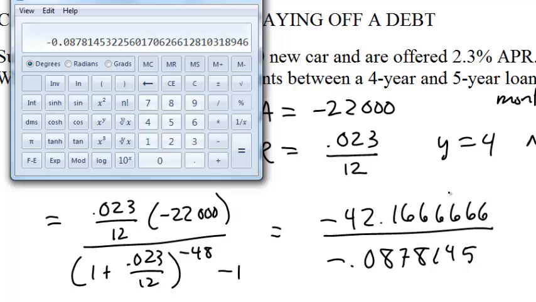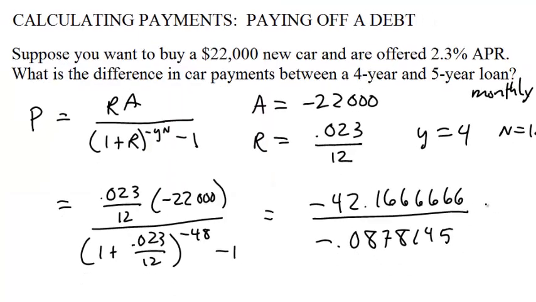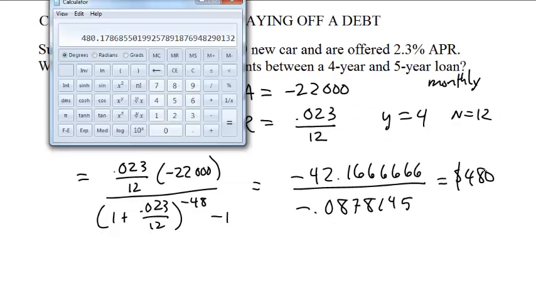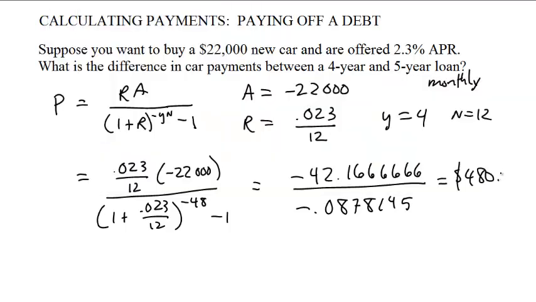And then all I have to do is multiply by the negative 42.1666666. I love this thing because then I don't have to type anything over again. 1 over x times negative 42.16666666666 is $480 and 18 cents. And yes, they will ask you for the pennies every month. They are that kind of people. So, for less than $500 a month, you could get a brand new car.